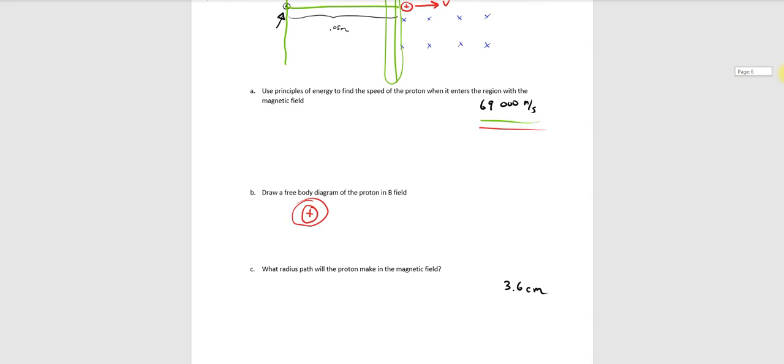Part C, what radius of path would this proton undergo? So remember the magnetic force, when you calculate it, it's QV cross B. And the magnetic force always makes a right angle to both of these, the V and the B. When your force is at a right angle to the V, the proton won't speed up or slow down, but it will change in direction. That's going to force a circular path.